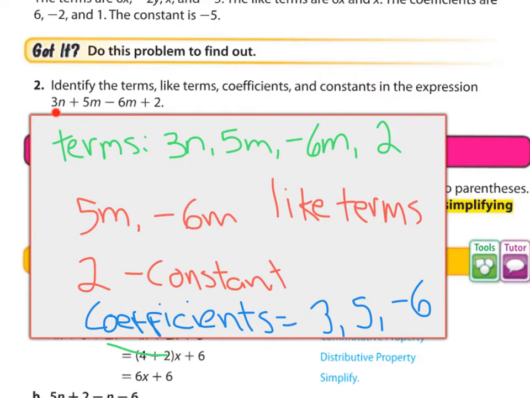And when you look at the expression, we have a 3 next to the variable, a 5 next to the other variable, and a negative 6 next to this variable. Those are our coefficients. Okay, as I wrote them down here.